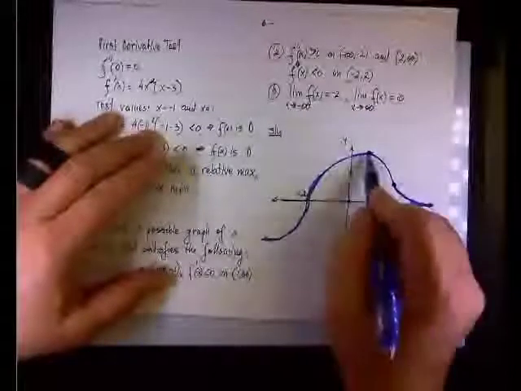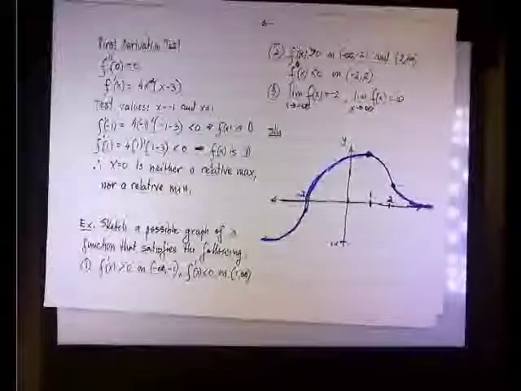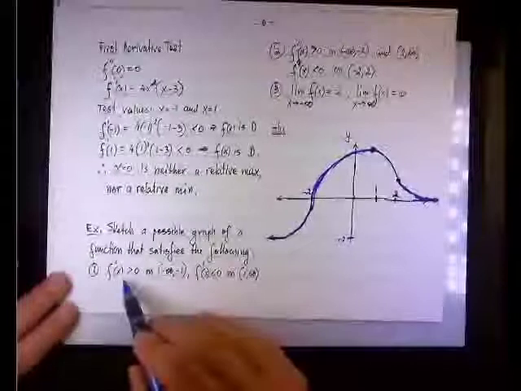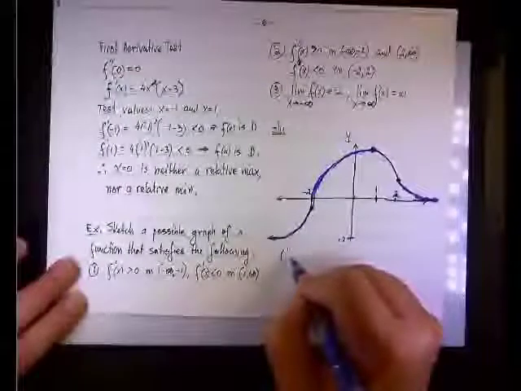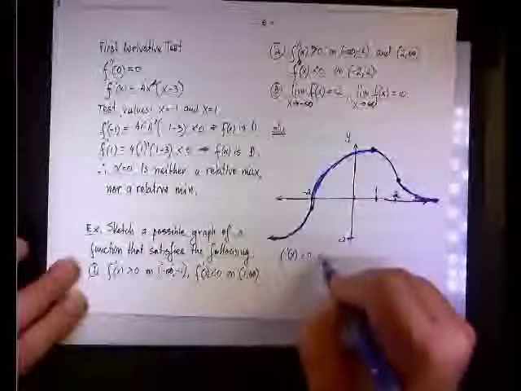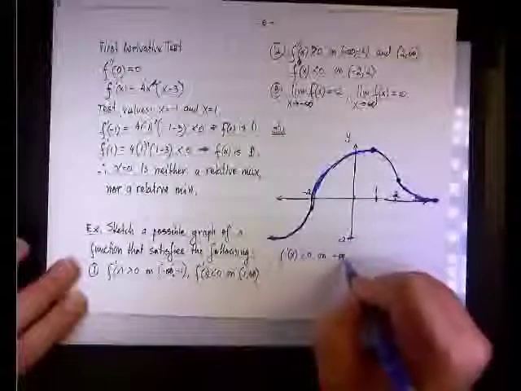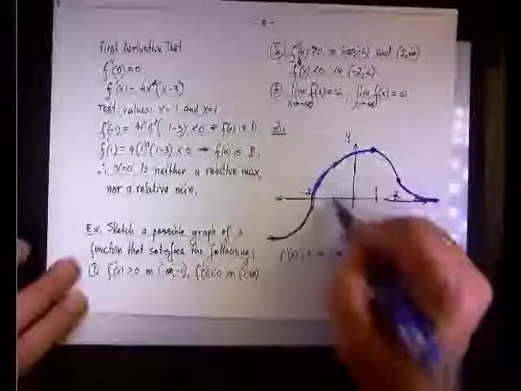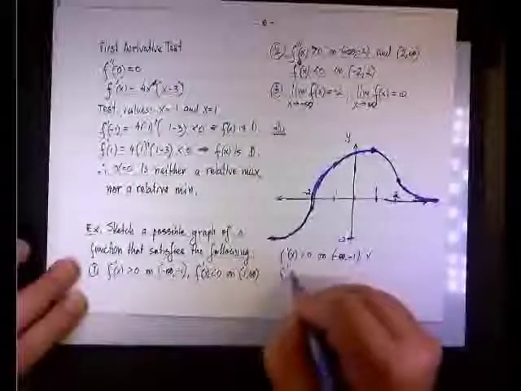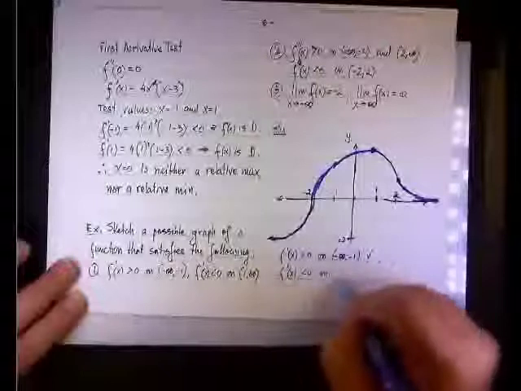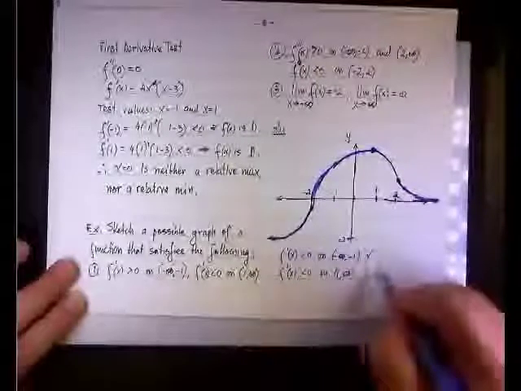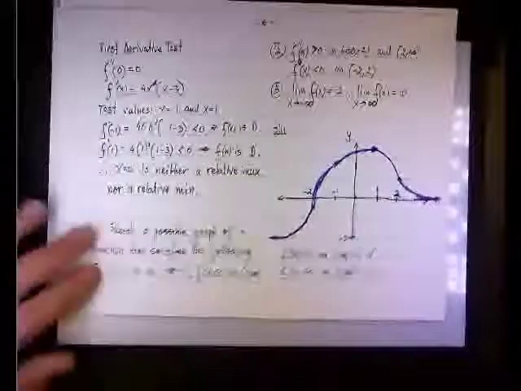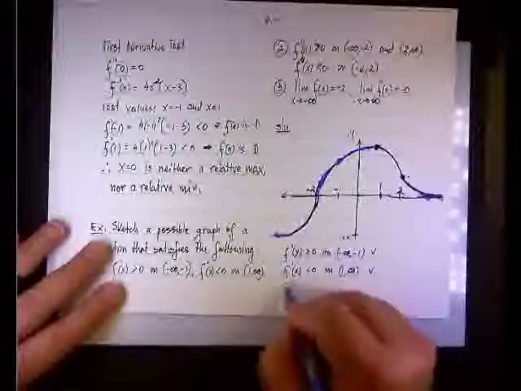Let's see, did I not satisfy anything here? I think I satisfy everything. And we can check. Do we have f prime of x positive on negative infinity to negative 1? Check. Right? We go all the way to negative 1. Do we have f prime of x negative on 1 to infinity? Check. I think everything else is checked. Okay, my time is up.